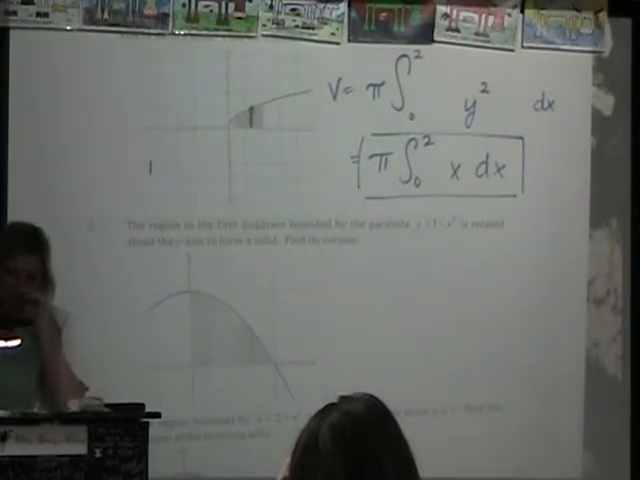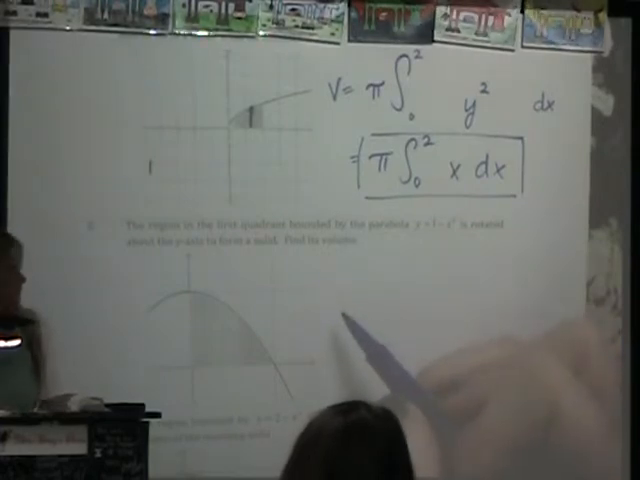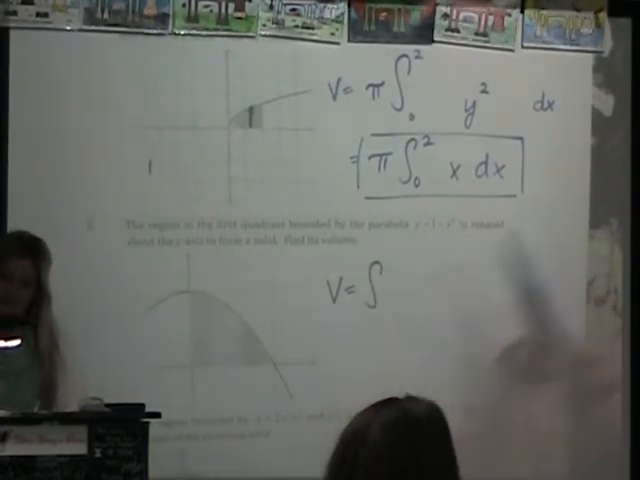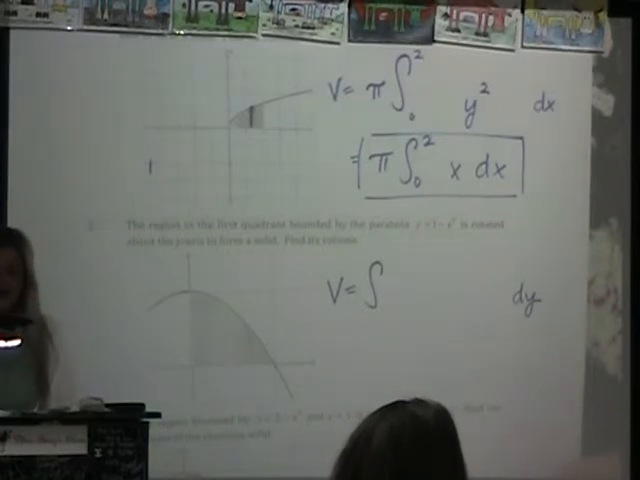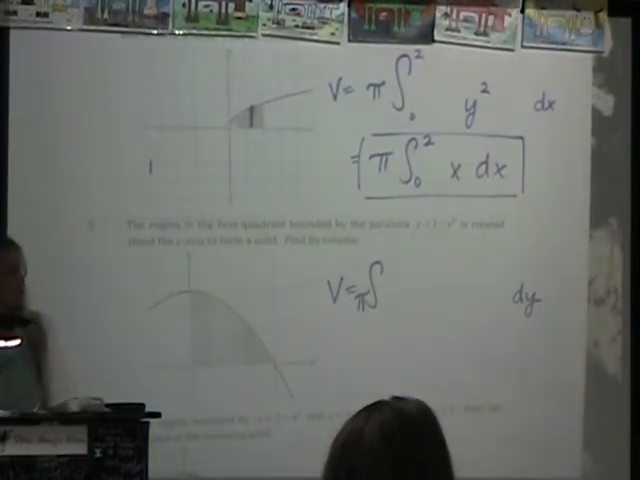What's the difference in number 2? It's around y. This time we're going around the y-axis, so that means we have to integrate dy. So I'm gonna set up volume equals the integral dy. And let's go ahead and put our pi out front so we don't forget it.